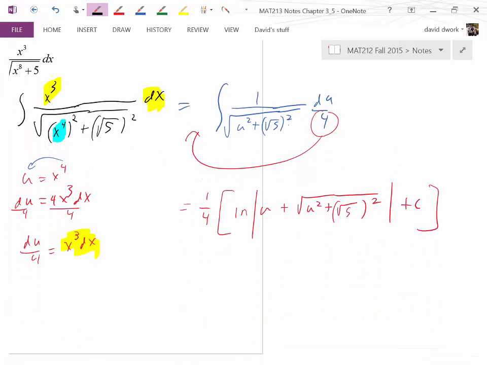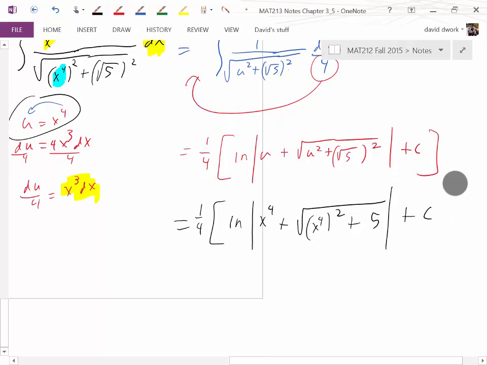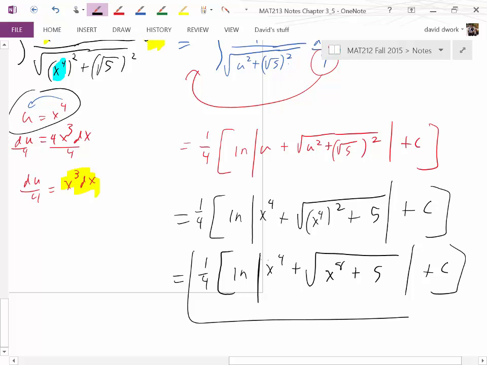So now just a little bit of substitution in here, and all goes well. And if you want to, a little bit of simplification, remember our u is really x to the 4th. So everywhere I fill in a u, I'm just going to replace that with x to the 4th plus the square root of x to the 4th squared plus the square root of 5 squared, which is just 5, plus c. And you can leave it like that, or if you want to return things back to how they looked originally, this would be x to the 4th plus the square root of x to the 8th plus 5, close my absolute values for natural log, plus c. Okay, whoops, there we go. And there is our answer.